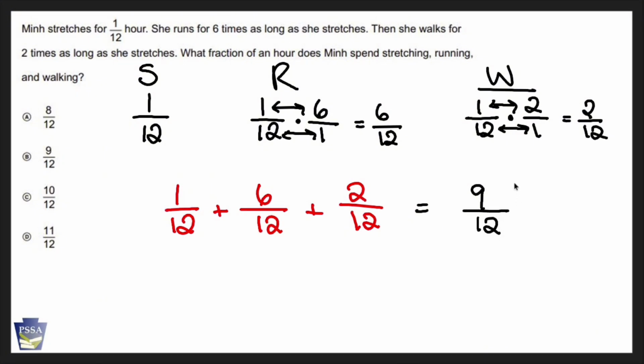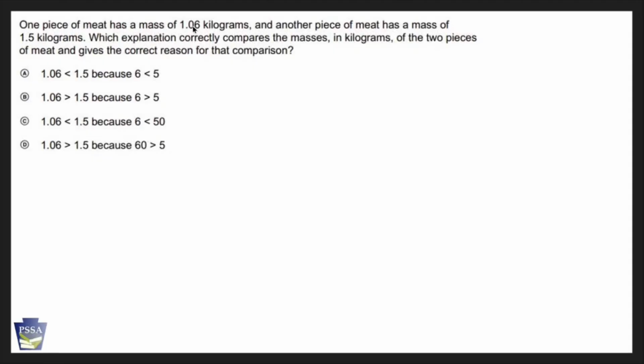Now usually we would simplify this by dividing the top and the bottom by 3. But they don't want us to here. They just kind of want us to write it out like that, which is kind of silly to me. I don't like it. You should simplify fractions, but not today.